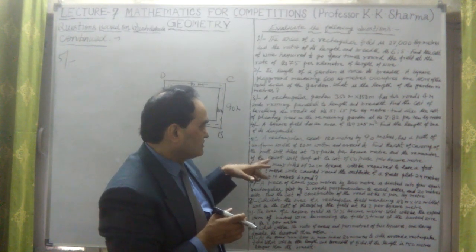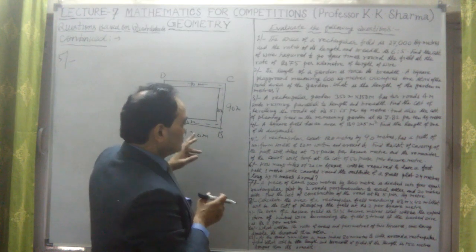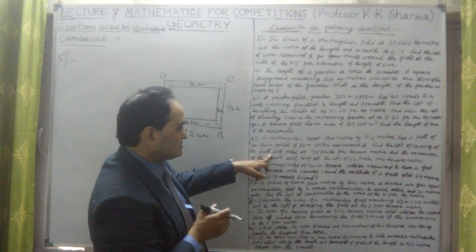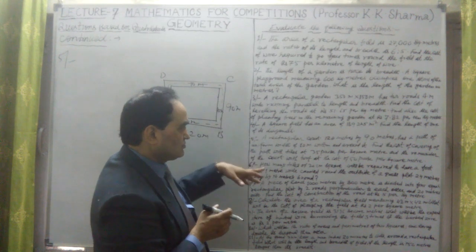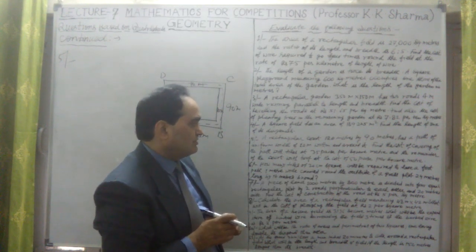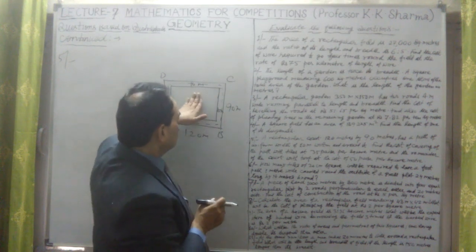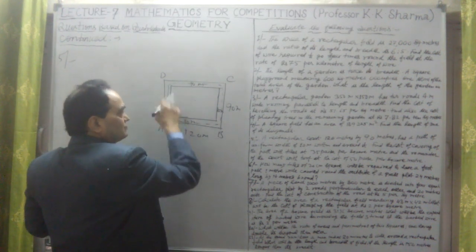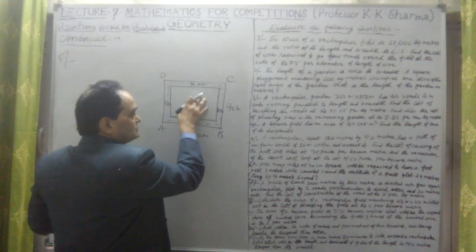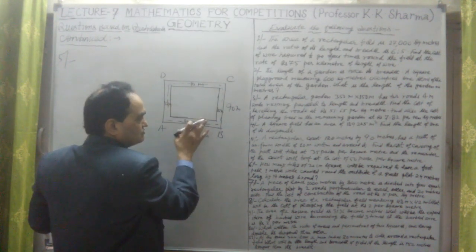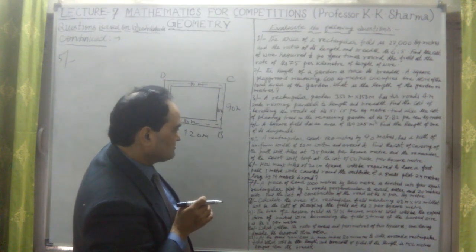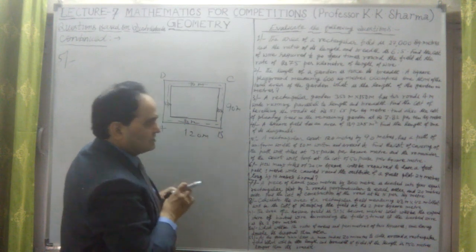Now the question says find the cost of covering the path with tiles at 35 paise per square meter, so we have to calculate the area of this path, and the remainder of the court with turf at the cost of 50 paise per square meter. Find the cost of covering the remaining area of the field after subtracting the area of the path; that will be turfed. We need the cost of that, and the cost of covering the path with tiles at 35 paise per square meter.